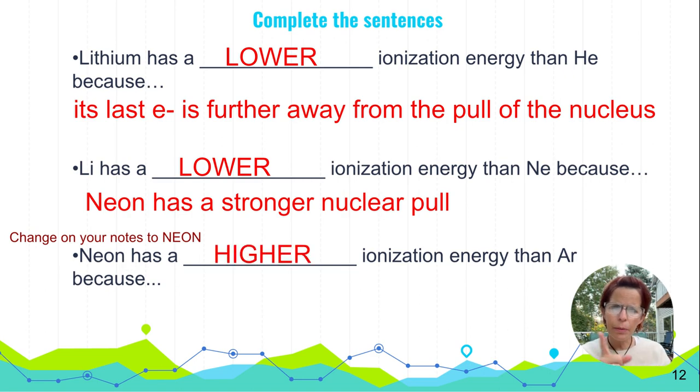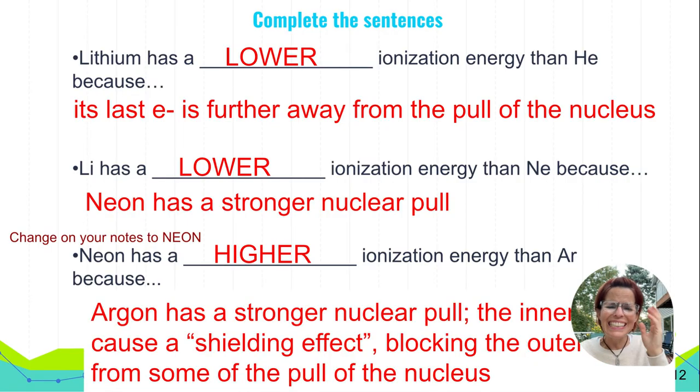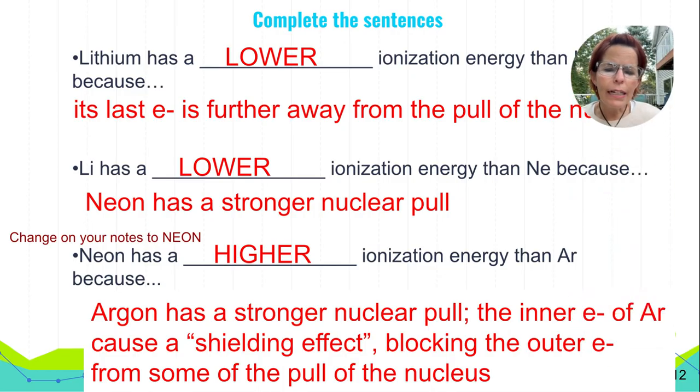Finally, this one's going to take a little bit of writing on your part. Neon has a higher ionization energy, first ionization energy, than argon. Neon is right above argon. Argon is also a noble gas. This is kind of a difficult concept, so let's write it down and then we'll make it make sense. Argon has a stronger nuclear pull. Argon has more protons, but the inner electrons of argon shield the pull of that stronger nucleus from the outer electrons. So they block the outer electrons from some pull of the nucleus. Go ahead and write that down. Pause me if you need to, and then I'm going to explain it right now.